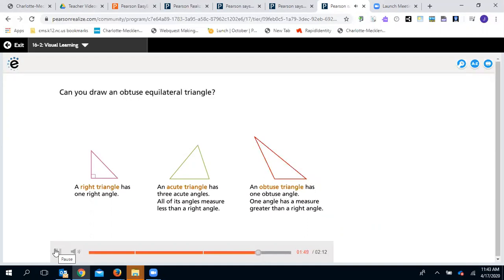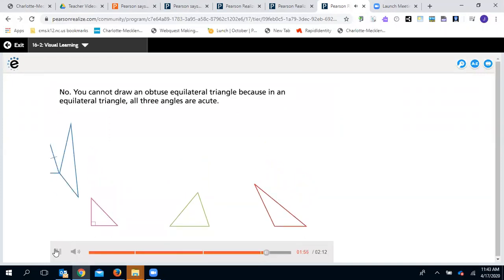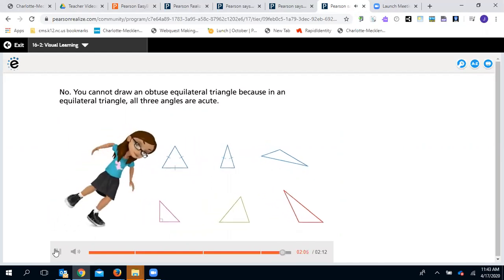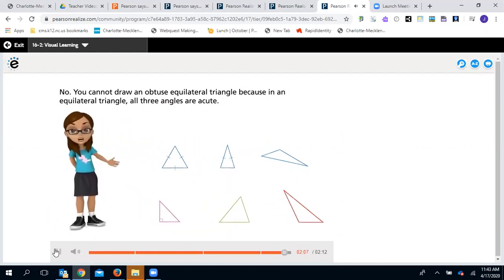Can you draw an obtuse equilateral triangle? Select your answer. No, you cannot draw an obtuse equilateral triangle because in an equilateral triangle, all 3 angles are acute. Now you know how to classify triangles.